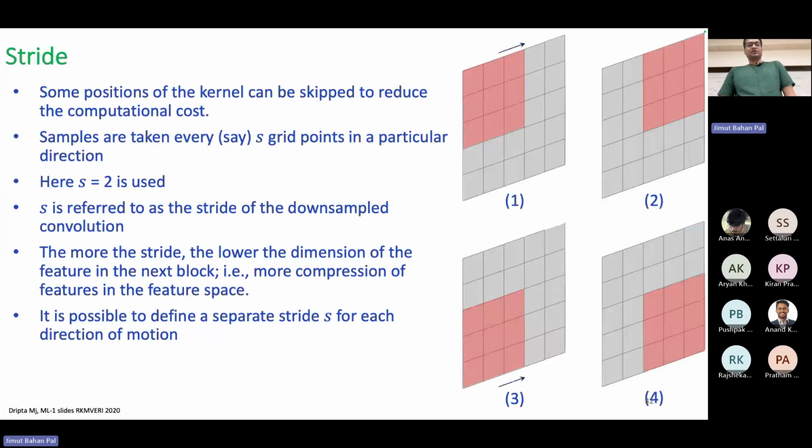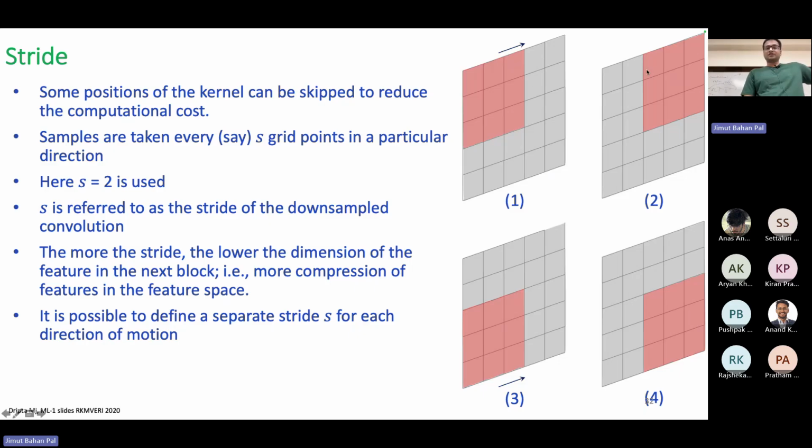So now, stride. Some positions of the kernel can be skipped to reduce the computational cost. For example, when the image size which is input to the DNN is very big, say 512 cross 512, and we are using a stride of 1, using a kernel of 3, the output feature map will also be very large. In most cases, some of the features will be redundant. So we are using high stride in such cases. Some positions of the kernel can be skipped to reduce the computational cost, and samples are taken every, say, S grid points in particular directions.